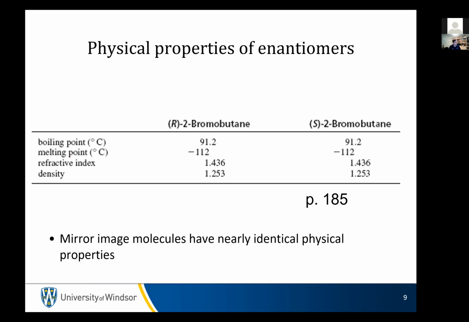So if we're looking at physical properties, enantiomers are pretty similar. Remember last lecture, I think we had fumaric acid and maleic acid. It was like a 100-degree difference in the boiling point or melting point or some point. Here, what we're noticing is that they're all absolutely identical.